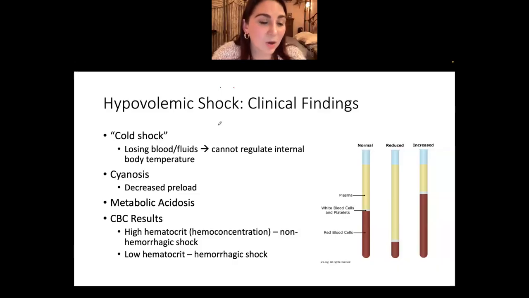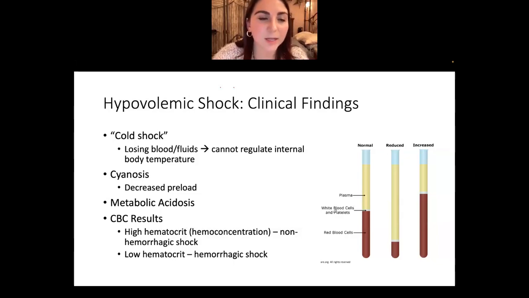They're going to have cyanosis because preload goes down, so you might see some cyanosis, especially on their fingers and toes. Metabolic acidosis, I'll talk about why you get metabolic acidosis. And then with CBCs, I know you haven't had heme yet, but you're going to see high hematocrit if you have non-hemorrhagic shock and low hematocrit if you have hemorrhagic shock.